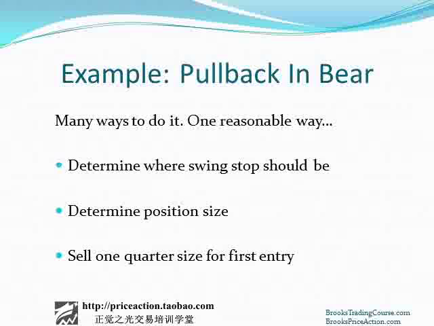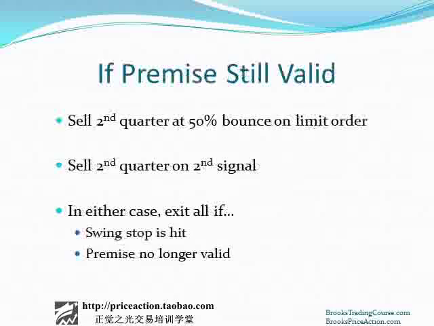Again, relying on your original swing stop, which is probably the most recent lower high. You could sell the second quarter at a 50% pullback from the low, 50% of the height of the most recent leg. In other words, from the most recent lower high down to the bear low. Or you could simply wait until you see a second signal and then sell the second quarter on the second signal.